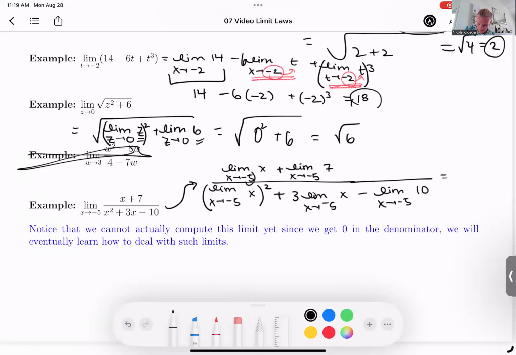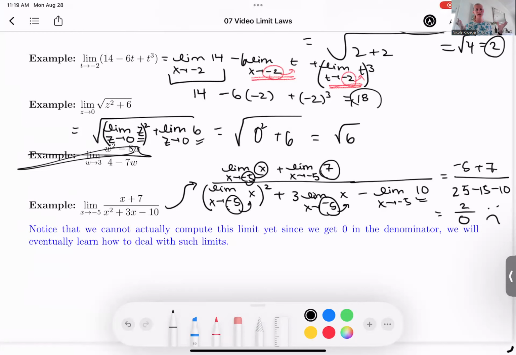So now we plug the -5 in for x, we get -5 out. The 7 is a constant, so we get a 7 out. We plug the -5 in for x, so we get -5 squared, which is 25. We plug in the -5, so we get 3 times -5, which is -15, and then the 10 is a constant, so we get -10. Now we notice we get 2 over 0 again. That's very sad. Remember, our limit laws told us that they don't actually apply if we get 0 in the denominator, so we don't know what to do here.